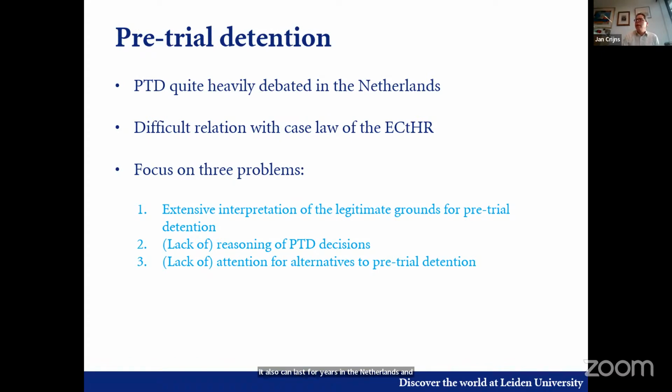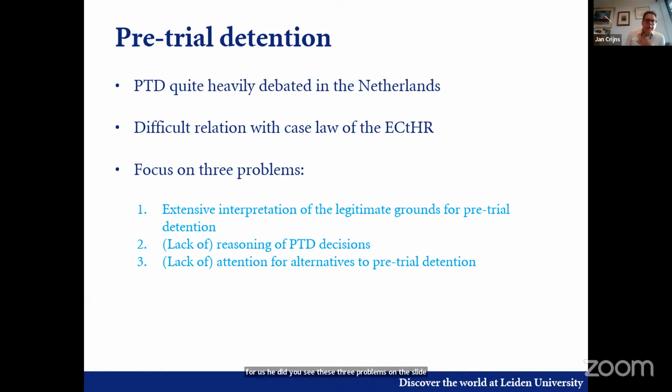And that is exactly what raises questions in light of the right to freedom and the presumption of innocence guaranteed in the European Convention of Human Rights. The debate in the Netherlands on pretrial detention actually is focusing on three problems. And you see these three problems here on the slide.